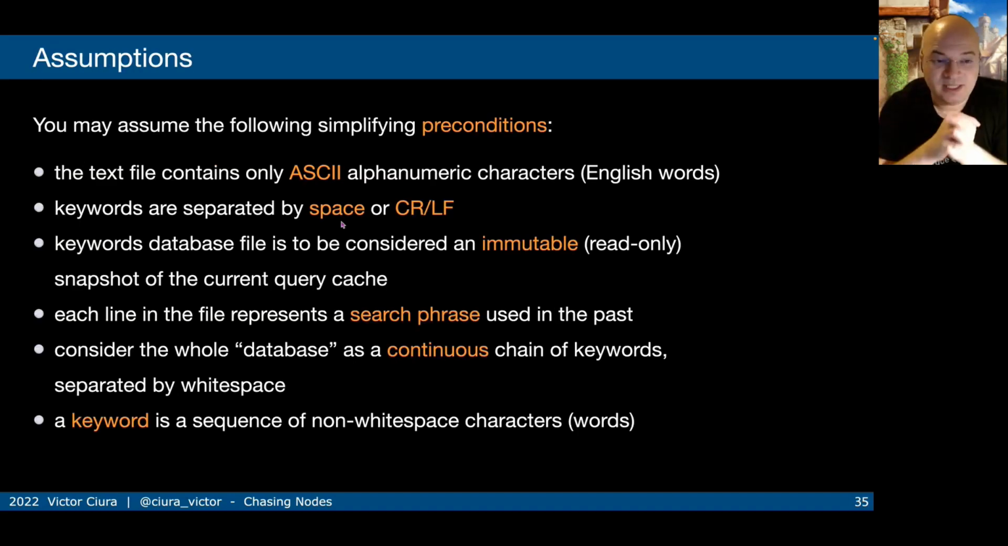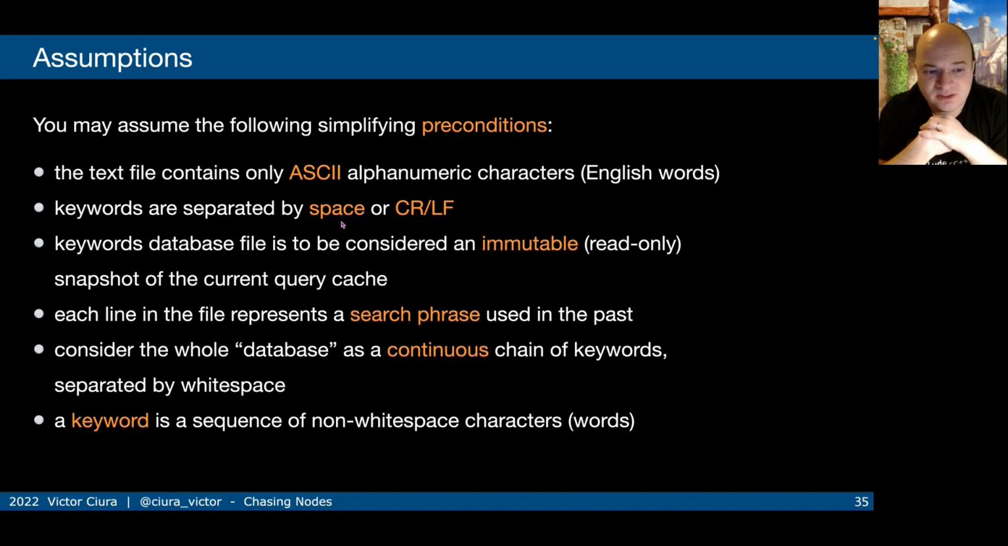So we're going to make some assumptions. This is an important part of doing modeling. Doing modeling means understanding real-world workloads, understanding the requirements and the shortcuts that we can take when doing implementations, because all models are approximations of what happens. But we have to be in a good contract with what we need to offer, so we need to understand the choices that we're making. This text file contains only ASCII characters, English words, in this case for simplicity. Keywords are separated by space or new lines. The database is considered a snapshot, so it's read-only. And each line represents a search phrase used in the past.